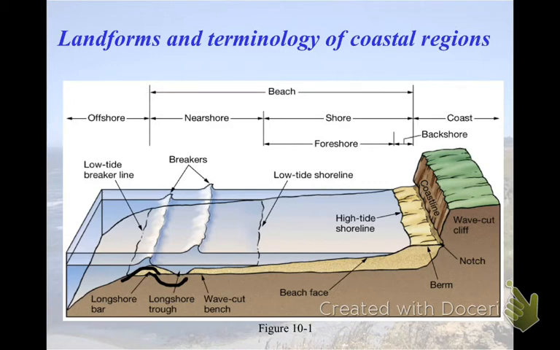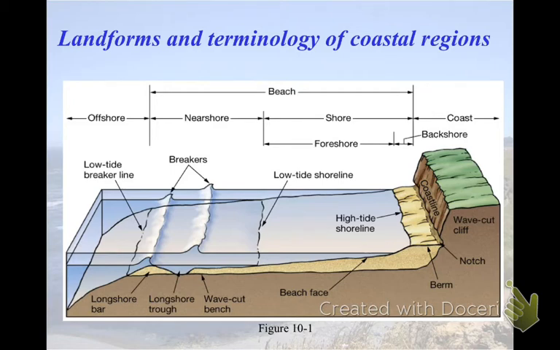This wave cut bench that's right here is a feature of rocky beaches that you see on the west coast. You will not actually see one of these on a depositional beach like ours, but it's always in the diagram. I'll clear everything off.